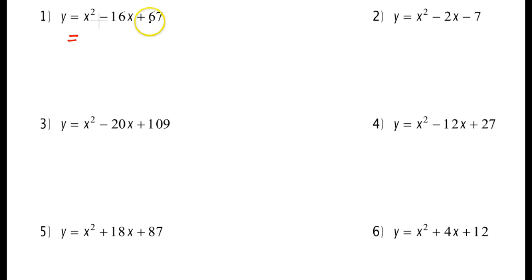First of all, is this the right number in order to complete the square? What number should be here? I mean, negative 16. What's the correct number that should be here? What is it? 64? So we have 67. So what I'm going to do is rewrite this. Put 64 there.